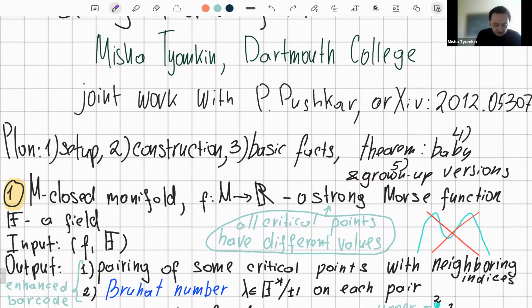The first part is the pairing of some critical points of the function with neighboring indices. By pairing here, I mean the decomposition into a disjoint union of pairs. So each point can be either non-paired at all, or it can belong to a single pair. And second, the Bruhat number on each pair. By Bruhat number, we mean the number lambda, which is a non-zero element of the field. These two things combined are called the enhanced barcode.